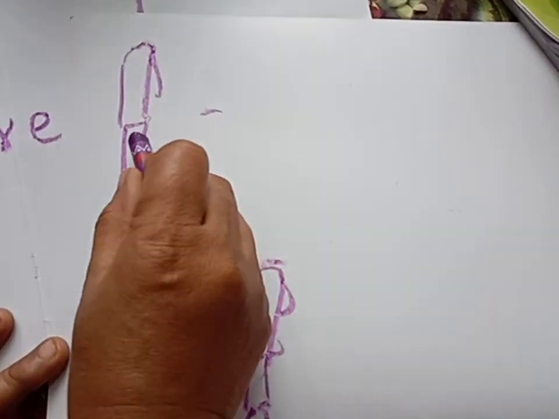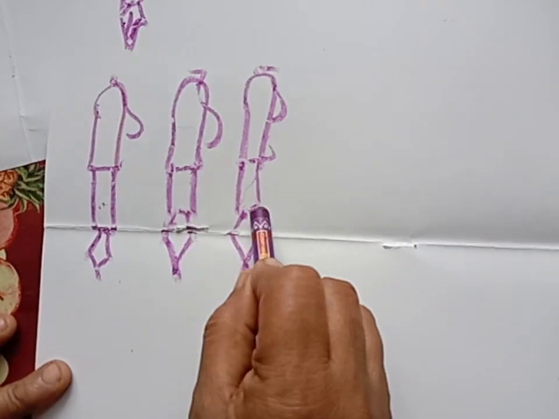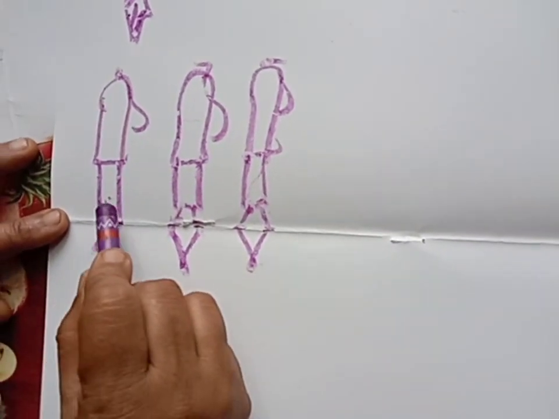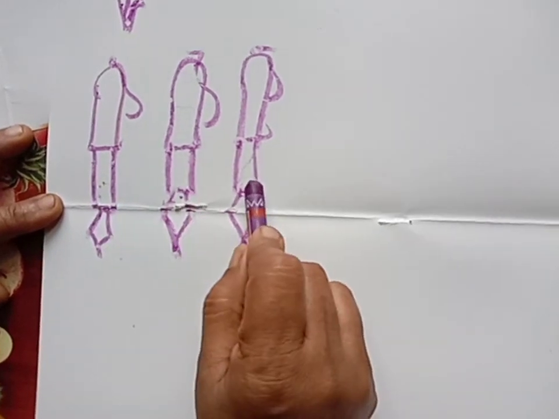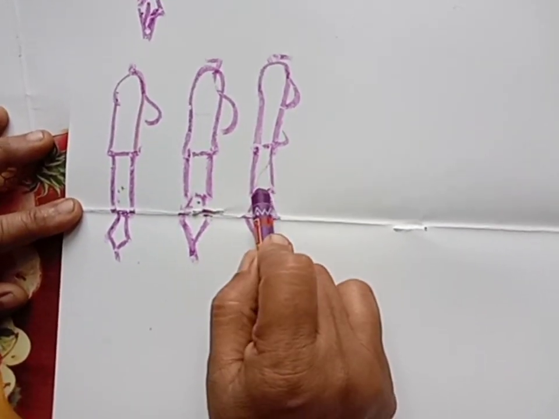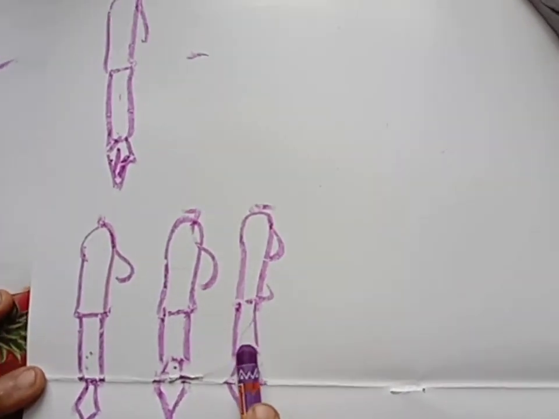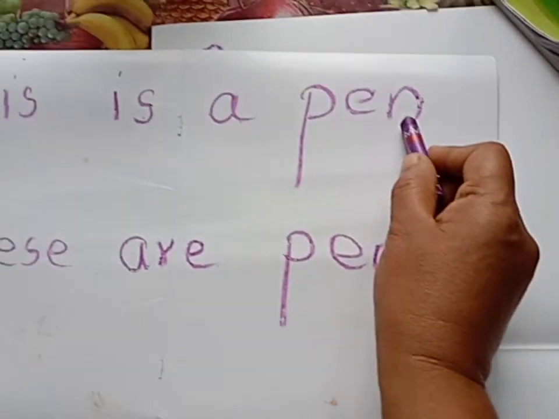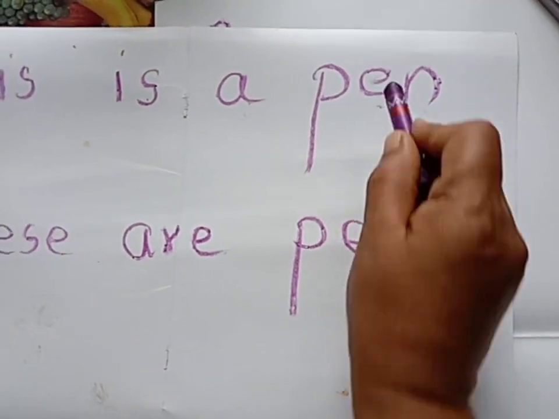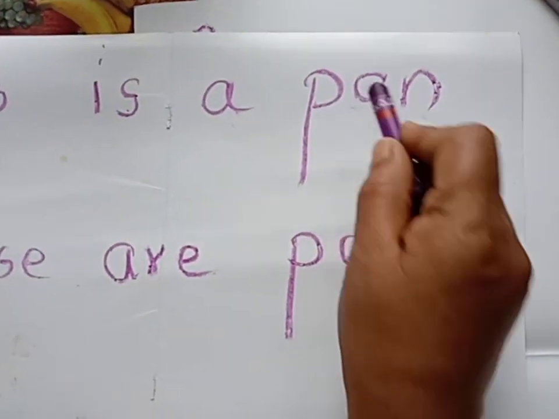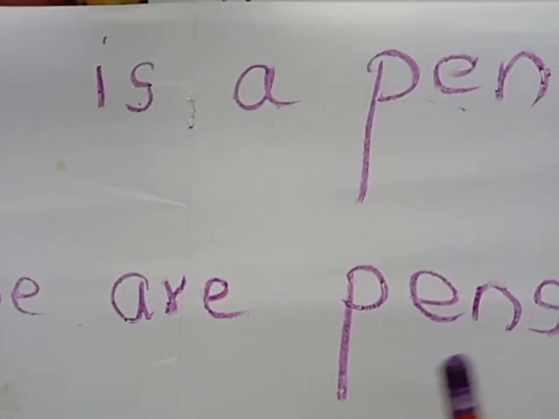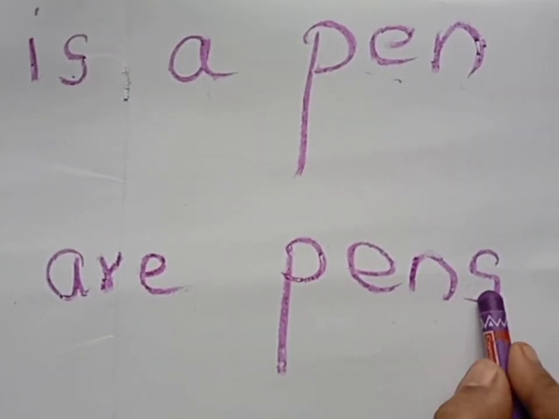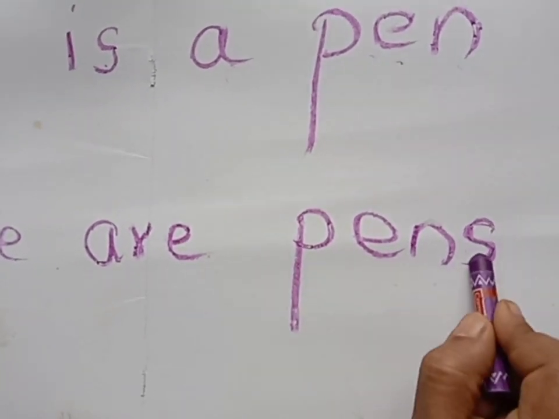See, here we can see one pen. Here we can see 3 pens. Please children, count 1, 2 and 3. 3 pens. More than one, we should use S, the letter S at the ending of the word. See, a pen, pens. More than one, we should use S at the end of the word.